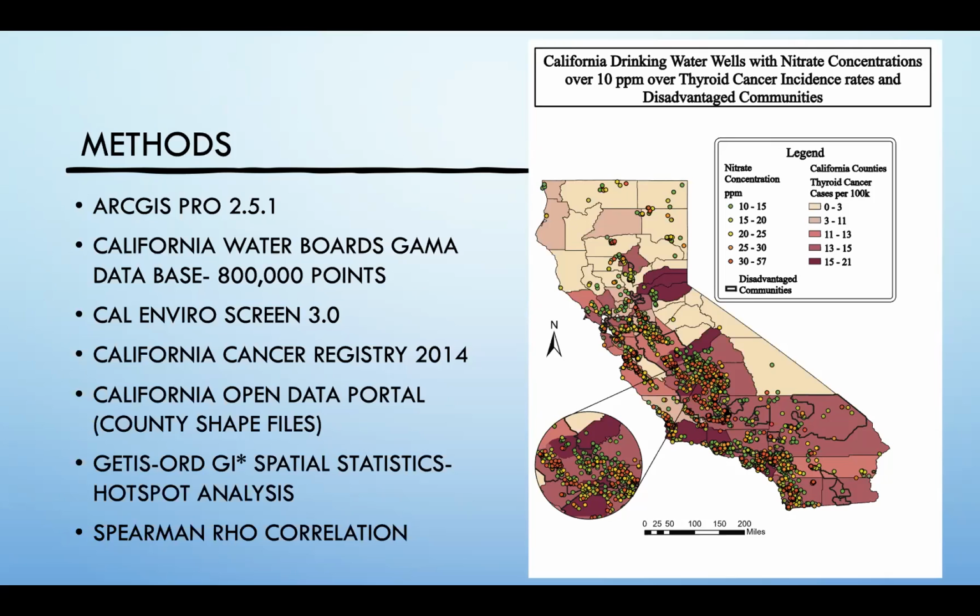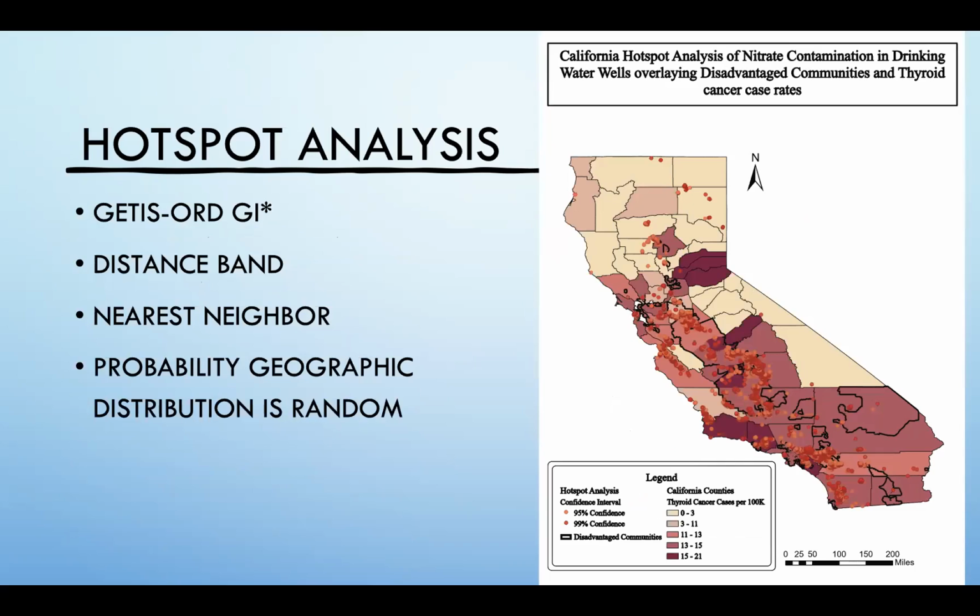You do see a bit higher in disadvantaged communities. For the hotspot analysis, we used the spatial statistics tool, as I said, the Getis-Ord Gi*. You input different parameters like a distance band and how many neighboring wells. We used up to 8 neighboring wells, and it compares to the normal distribution with your current data set. To determine the hotspots, you're seeing if there's a cluster of areas that have higher nitrate concentrations than the average based on statistics.